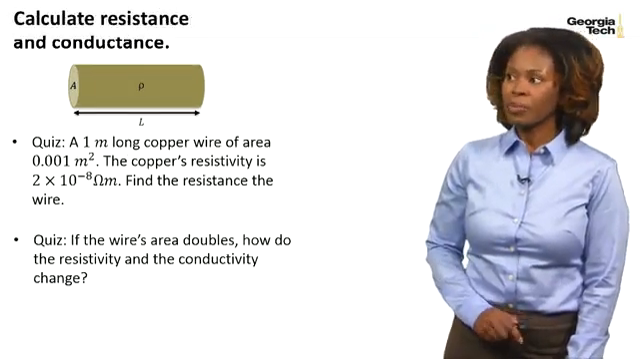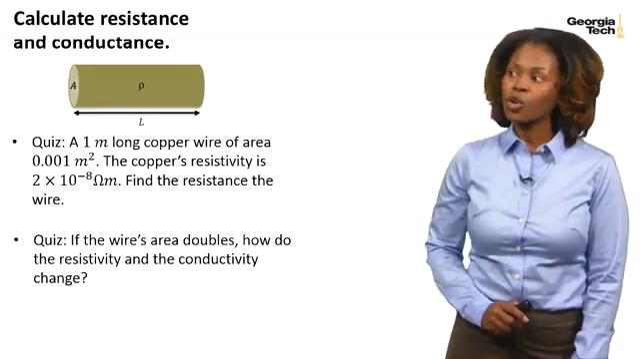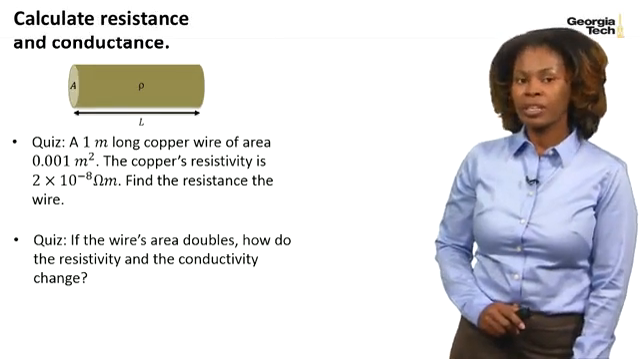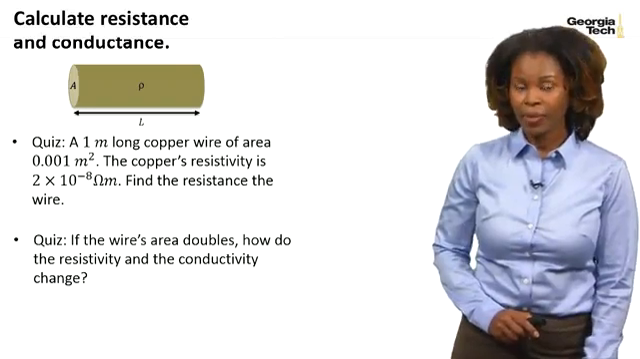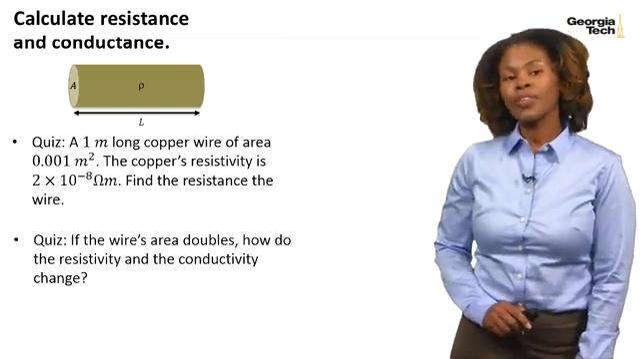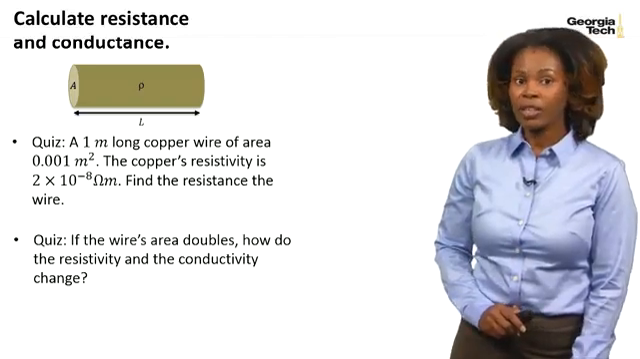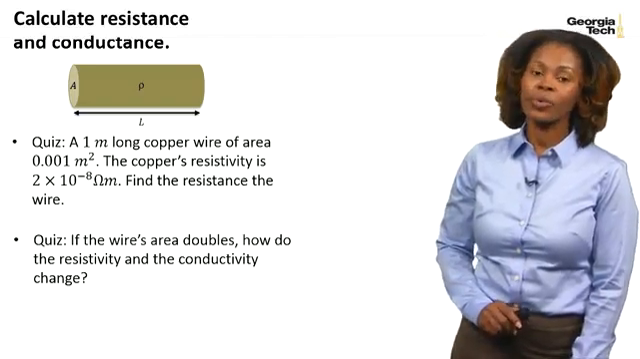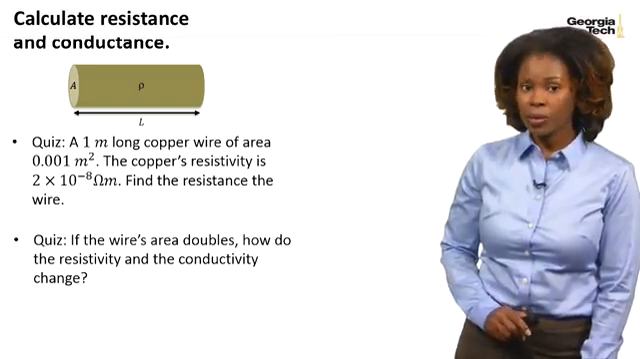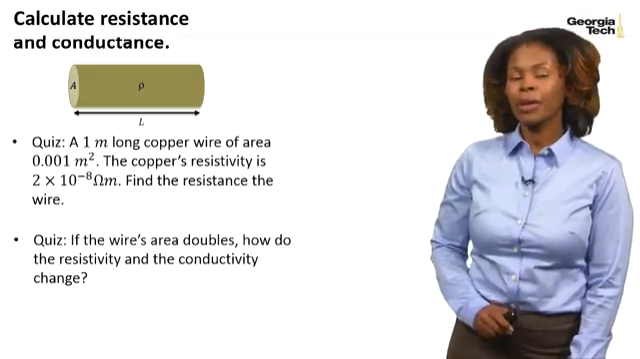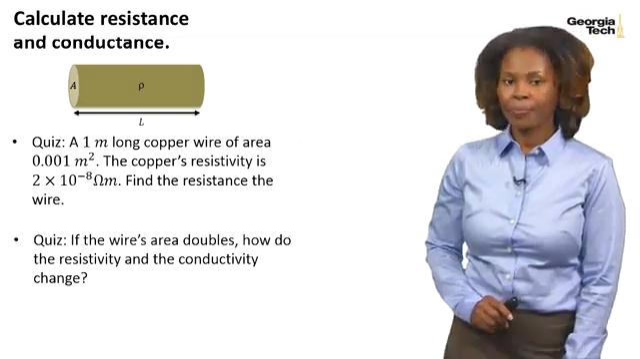So given this information, let's take a short quiz and calculate the resistance and conductance of a material. Pause the video and take this quiz where you find first the resistance of a copper wire and then the resistance if the area doubles. After you work the problem, press play and we'll solve the problem together.